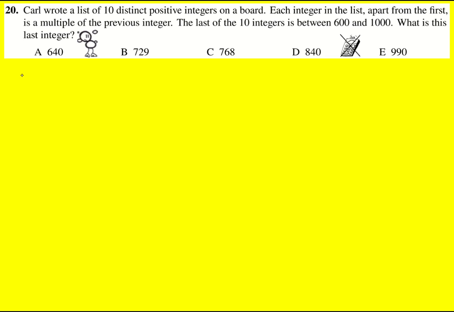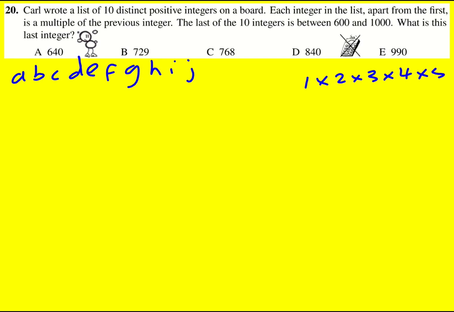So the last integer is going to be a product of all the other ones. If they're A, B, C, D, E, F, G, 10 of them, we need that to be between 600 and 1,000. Now this will get big very quickly if you just times by any old integer. For example, 1 times 2 times 3 times 4 times 5 times 6 is 720. But I've only actually used 6 integers here, so we're going to have to try and use small integers.